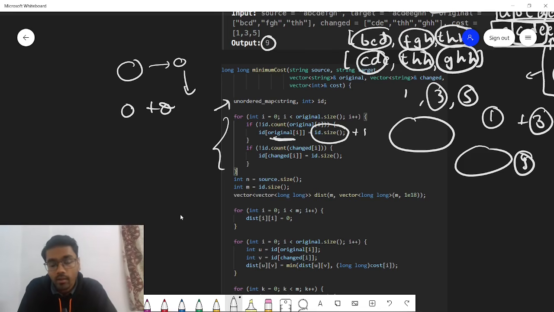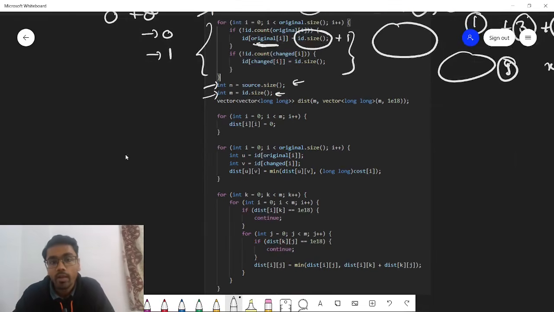Initially there is nothing stored inside the map, so the first string will get the index 0 because the map size is 0. When the second string comes, one element is present inside the map, so the second string will get ID 1 because the map size is 1. So on and so forth, we give an ID to each and every string. Now we have just declared two variables, n and m. The n is the source string length and the m is the size of this map.